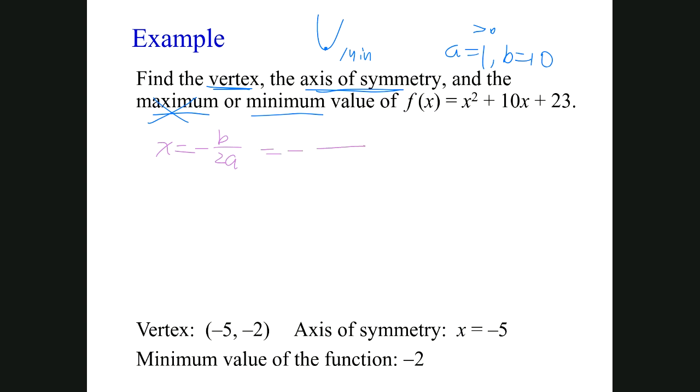B here is 10. So I have 10 over 2 times a, which is 1, right? So this negative is from the formula. Remember, this negative is from the formula. If a or b is negative, you have to plug that in here, okay? But this negative is from the formula. So we calculate this one right here, and it will be negative 5. All right, so my vertex for the x is negative 5.